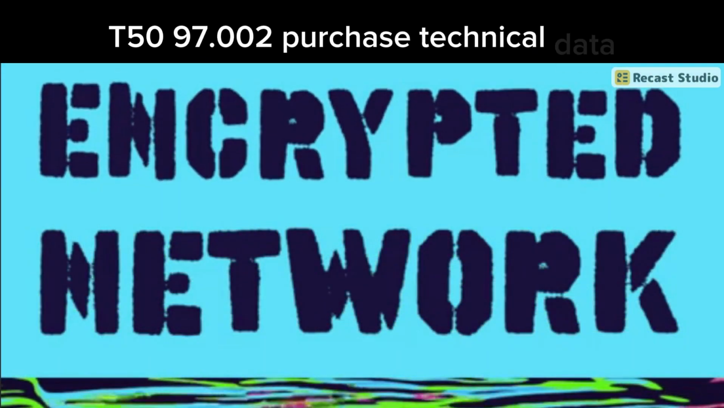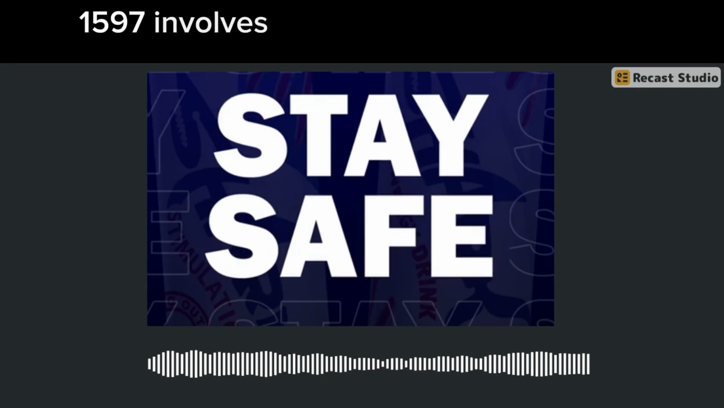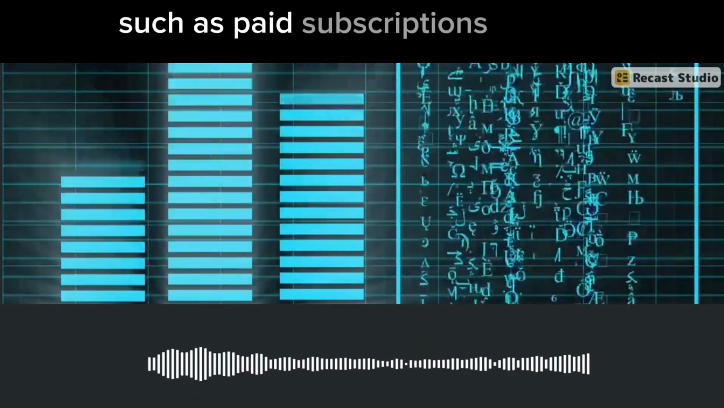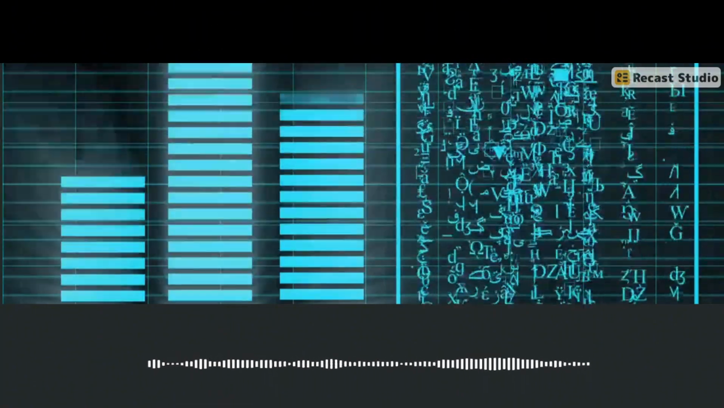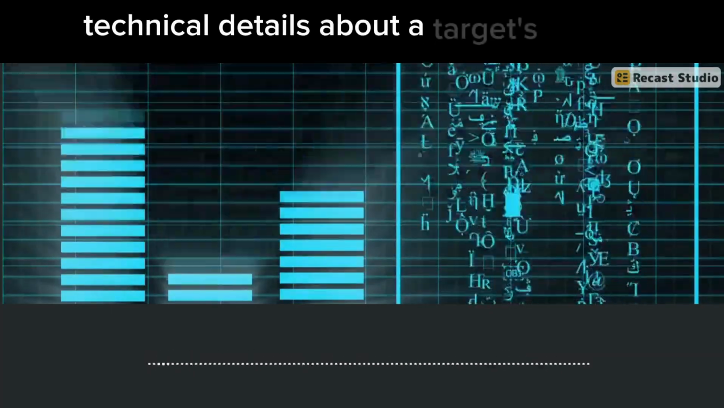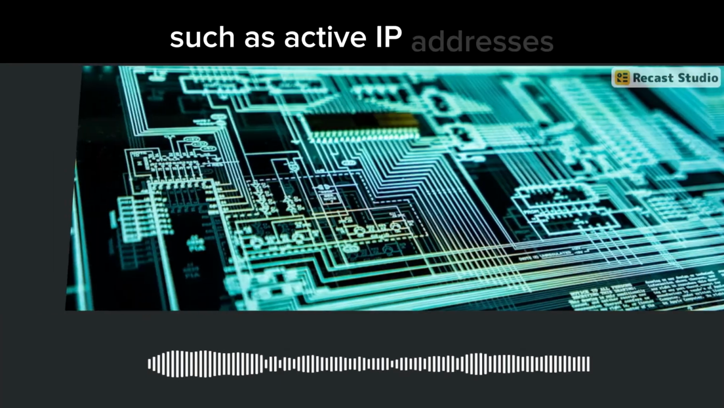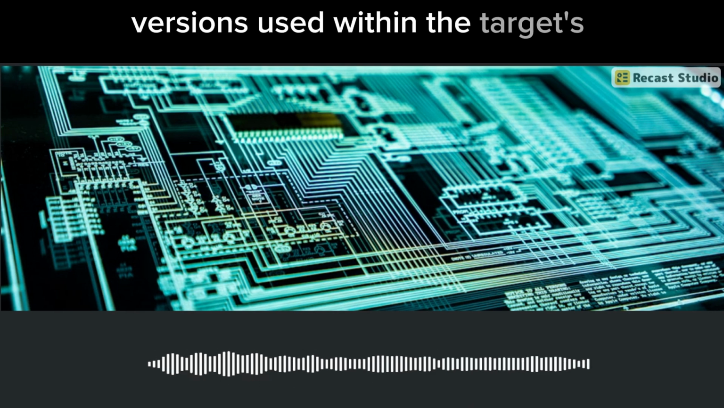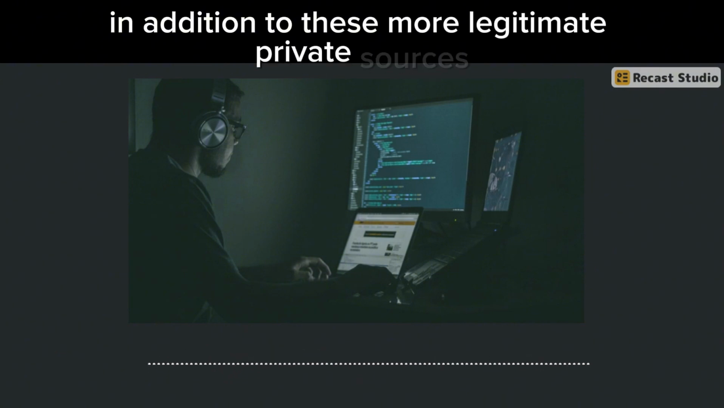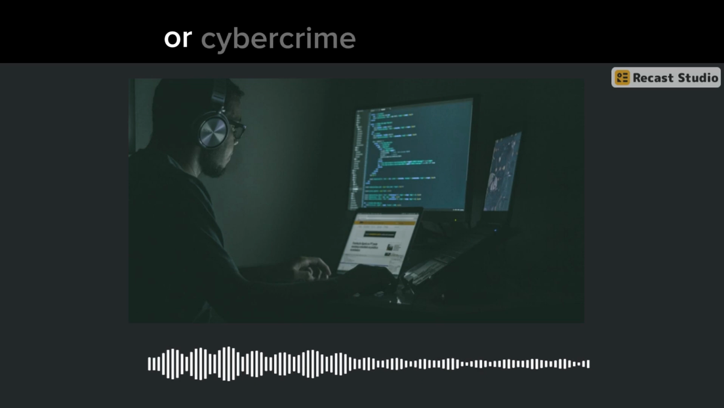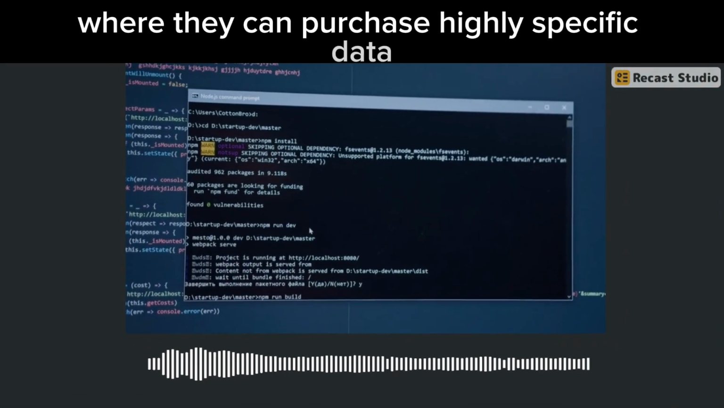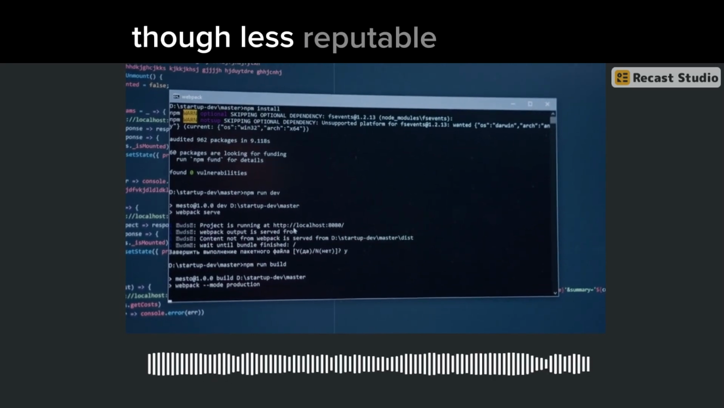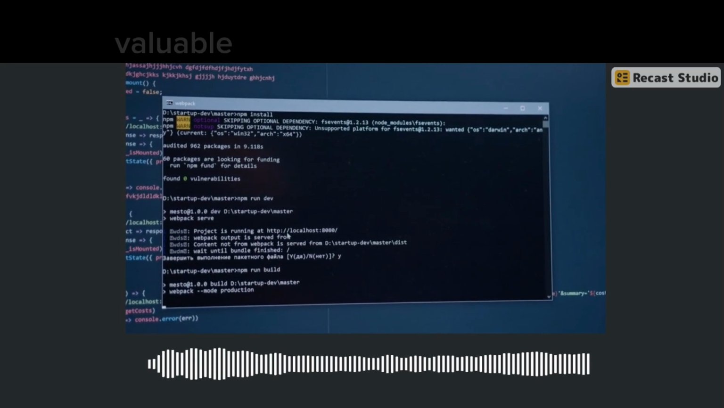T1597.002. Purchase technical data. Another subtechnique of T1597 involves purchasing technical data about victims. This data is available through reputable private sources such as paid subscriptions to scan databases or data aggregation services. These sources often provide in-depth technical details about a target's online presence, such as active IP addresses and the services running on them, network configurations, open ports, and software versions used within the target's infrastructure. In addition to these more legitimate private sources, adversaries may also turn to the dark web or cybercrime black markets, where they can purchase highly specific data, sometimes including information about previously exploited vulnerabilities or compromised credentials. Though less reputable and riskier, these sources can offer a treasure trove of valuable data to refine their attacks.